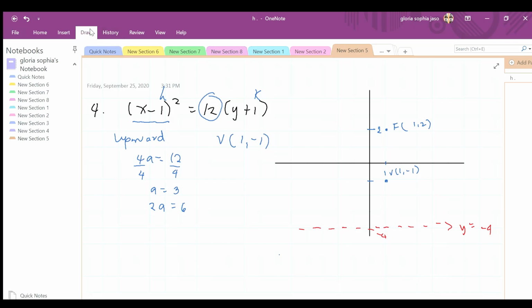Okay, and then locate the endpoints of the latus rectum. So from our focus, we will move left and right 2a units. So 6: 1, 2, 3, 4, 5, 6. And then from this focus, 1, 2, 3, 4, 5, 6. So the endpoints of the latus rectum are negative 5, 2, and this one is 7, 2. Okay, so now we can trace the curve.